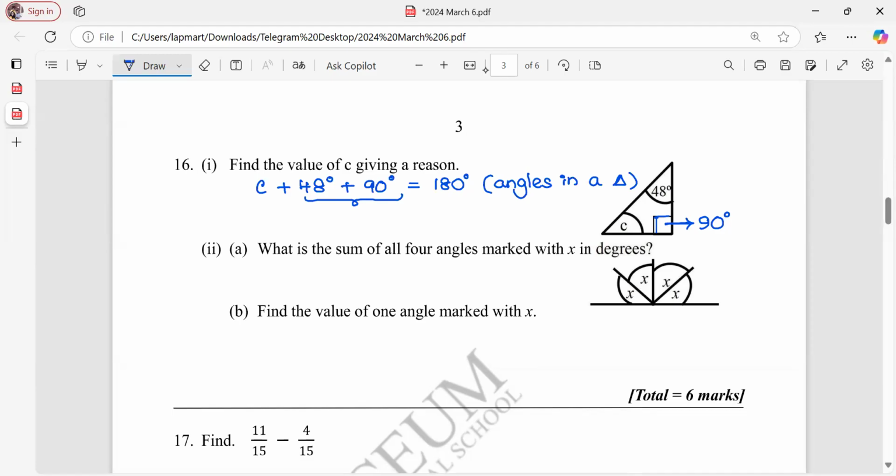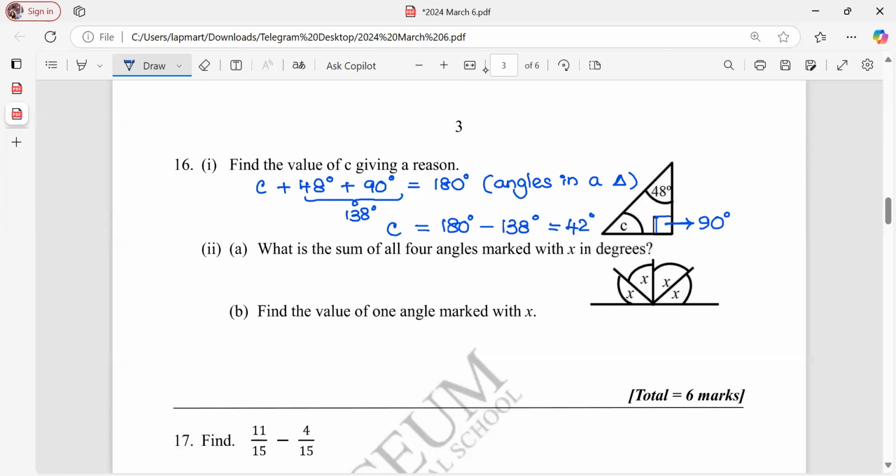It is 138 degrees. So then the C is equal to 180 minus 138, right? So then 180 minus 138 is equal to 42. So then we write the C value, 42.